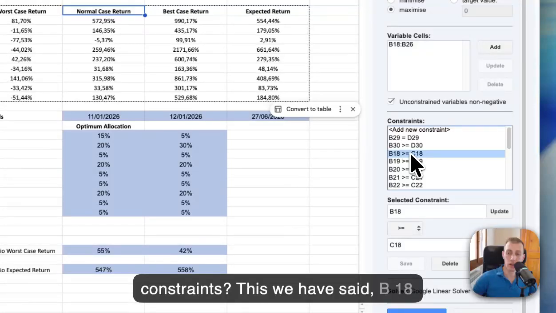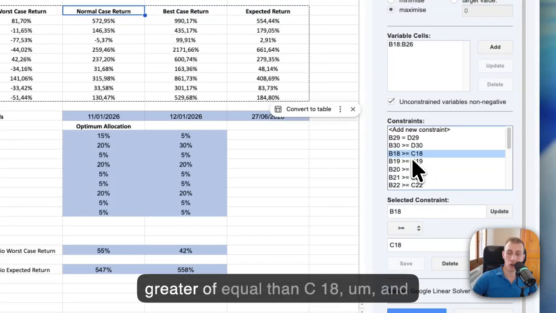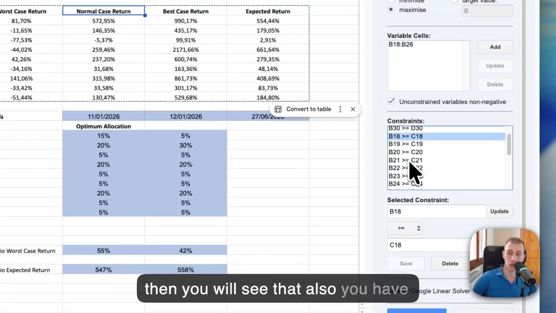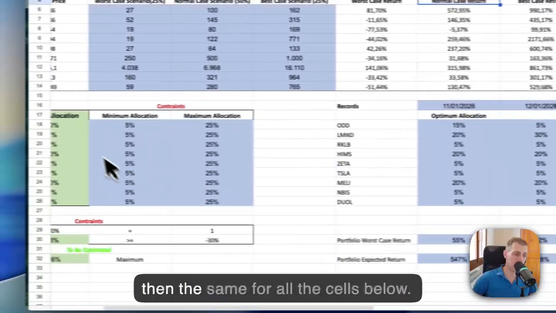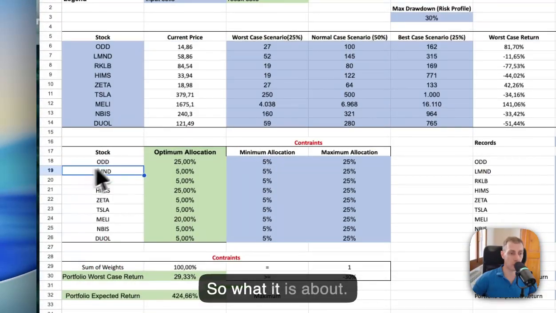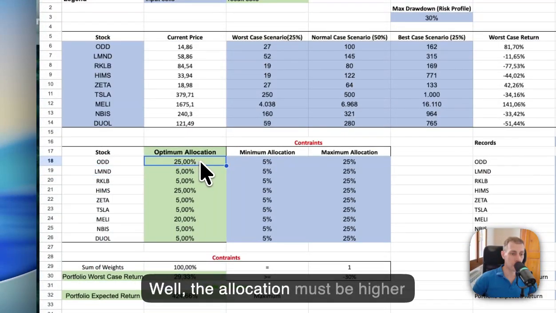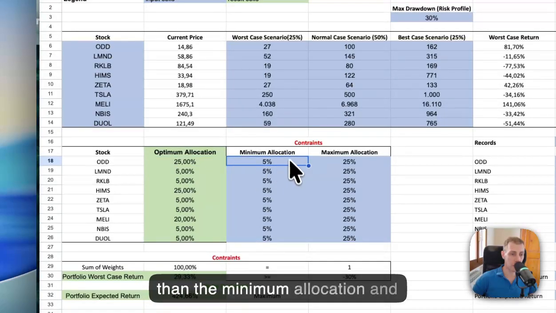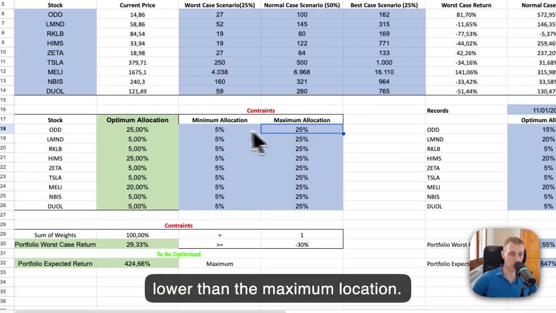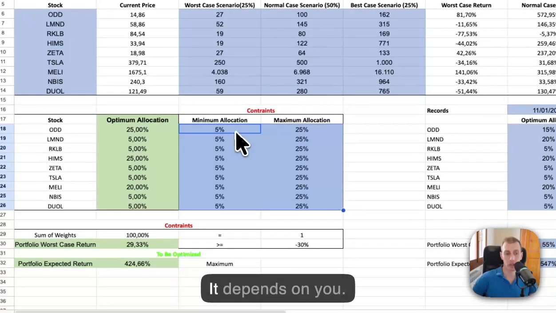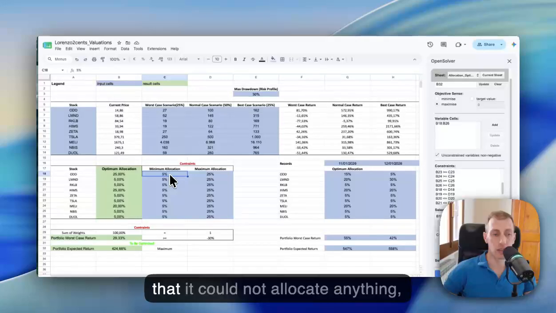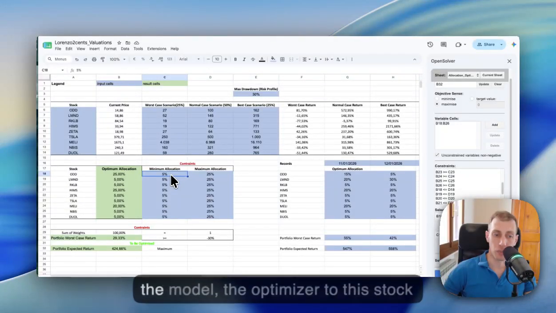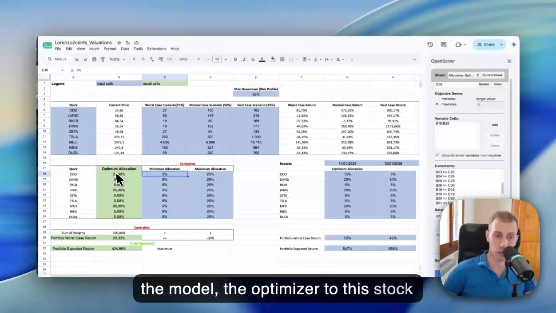This we have said. B18 greater or equal than C18. And then you will see that you also have B18 less or equal than D18. And then the same for all the cells below. So what is it about? Well, the allocation must be higher than the minimum allocation and lower than the maximum allocation. Again, these are numbers that you input. It depends on you. Of course, if you put 0%, it means that the model, the optimizer, could not allocate anything to this stock for some reason.